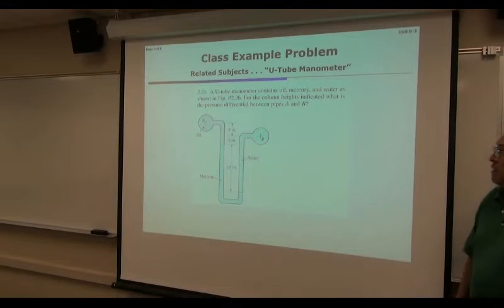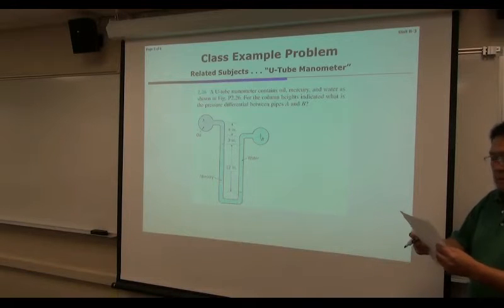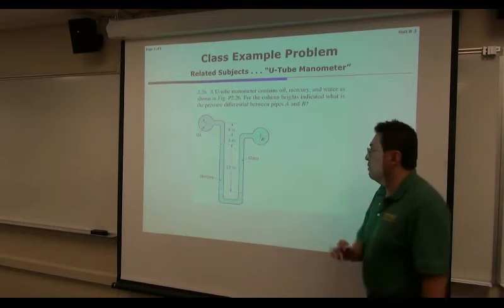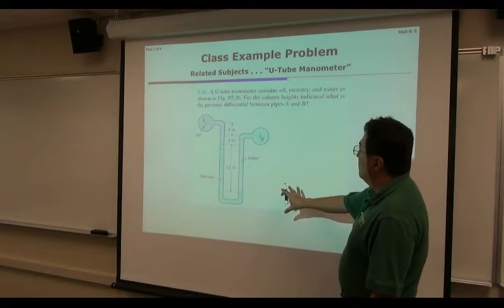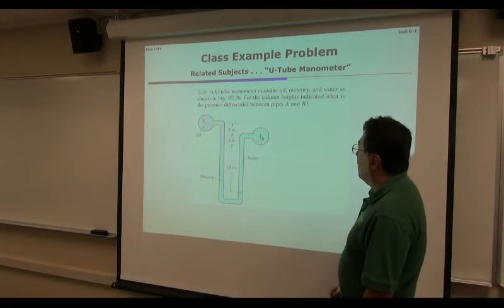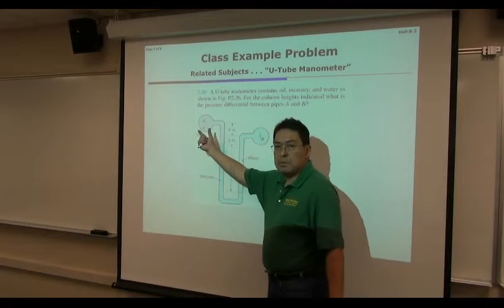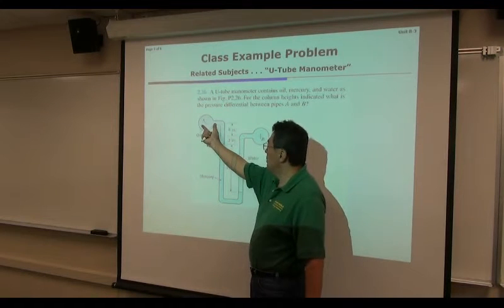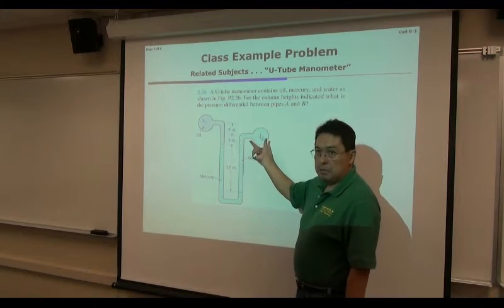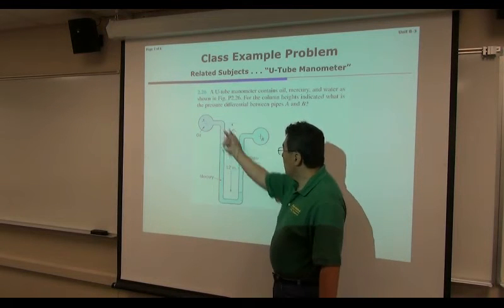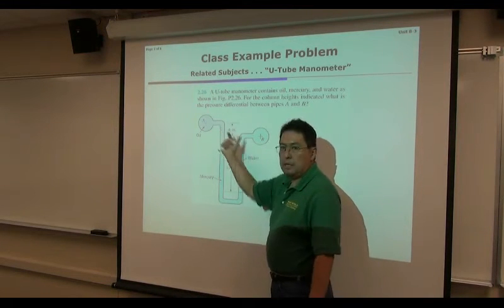Okay, so this is the class example program, unit B3, page 3. Let's take a look at the problem statement first. This is a U-tube manometer. The manometer is attached between two pipes. It looks like this is the oil pipe, this is the water pipe. So a U-tube manometer containing mercury is attached between those two pipes A and B.